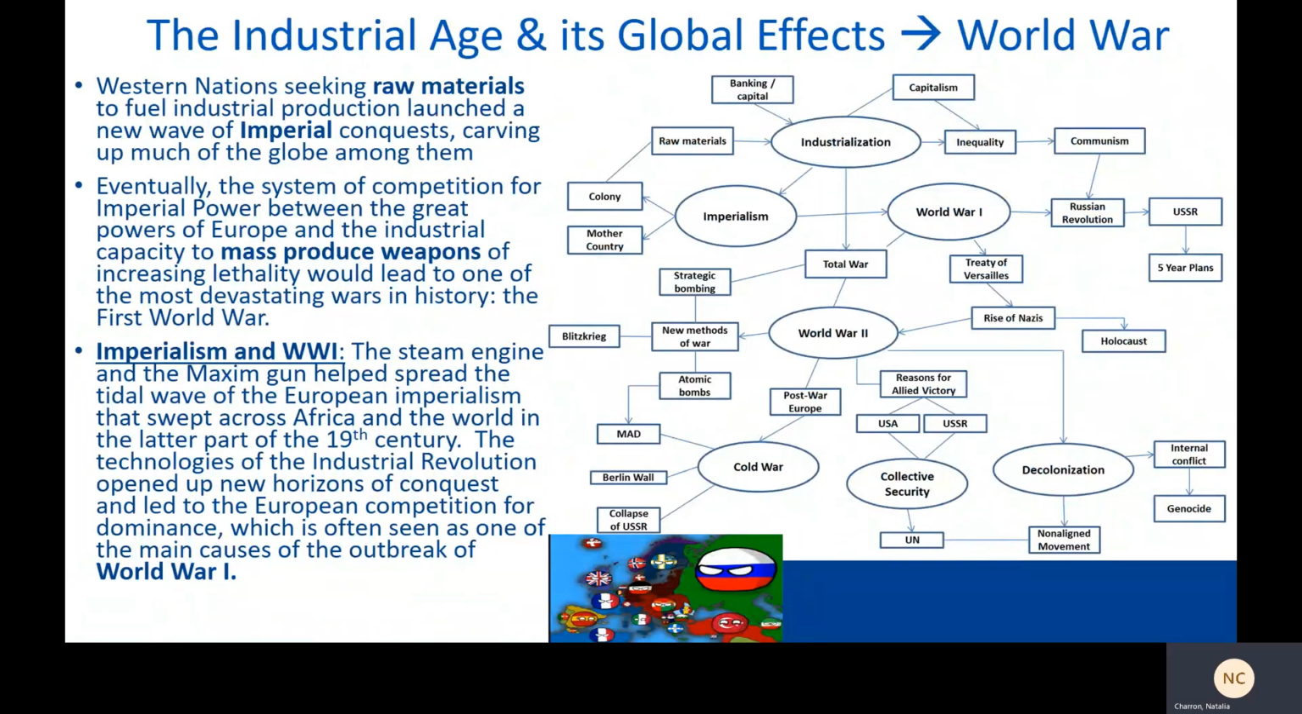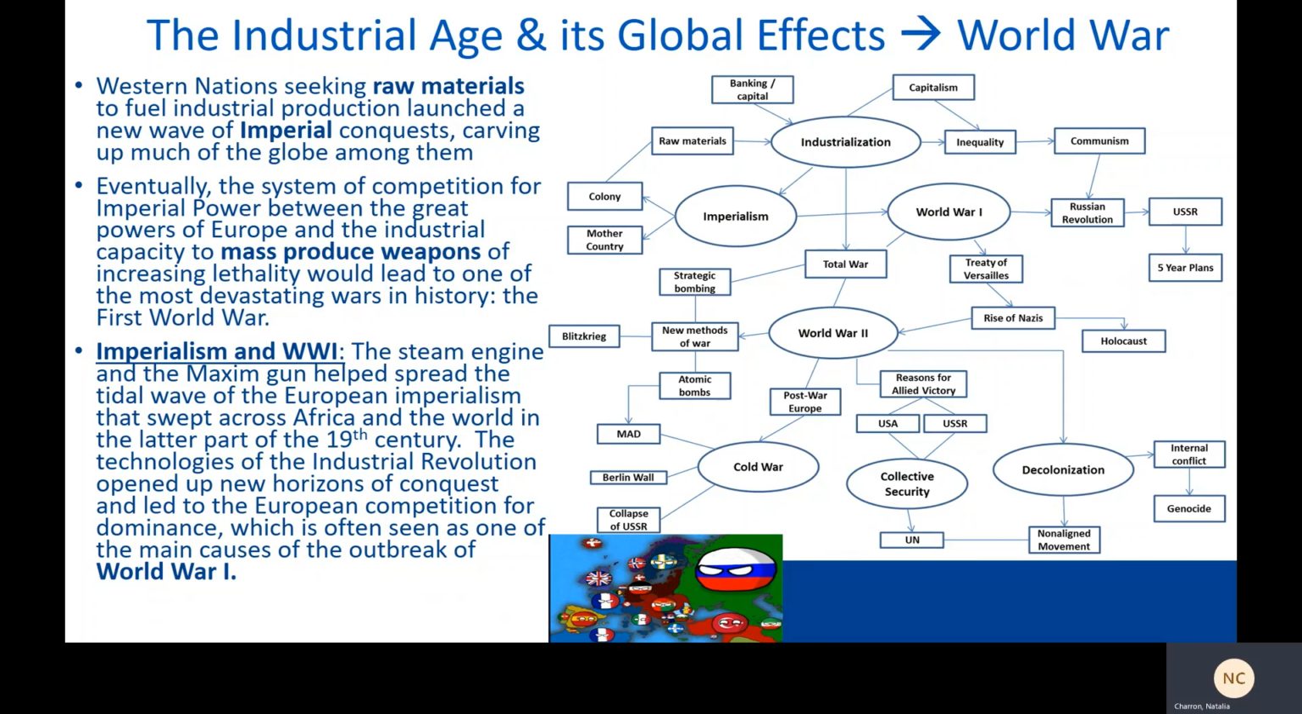So how did we get here? The industrial age and its global effects lead pretty steadily to World War I. We've seen how Western nations seeking raw materials to fuel industrial production launched a wave of imperial conquests, kind of splitting up the globe amongst themselves, and how the system of competition for imperial power between the great powers of Europe and the industrial capacity to mass produce weapons of increasing lethality like the machine gun eventually not just led to the European domination of the globe, but those chickens come home to roost in one of the most devastating wars in history, the First World War, which takes place on European soil.